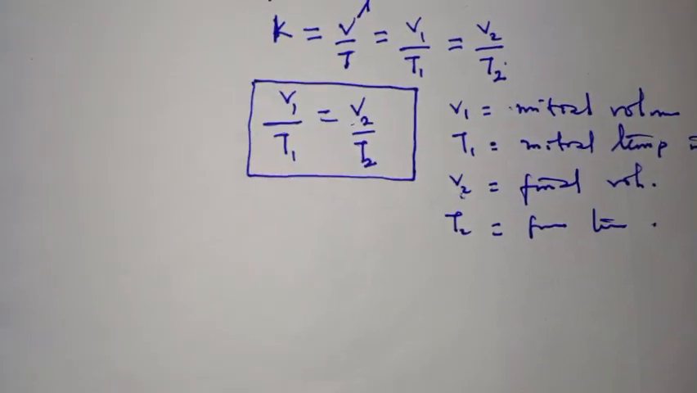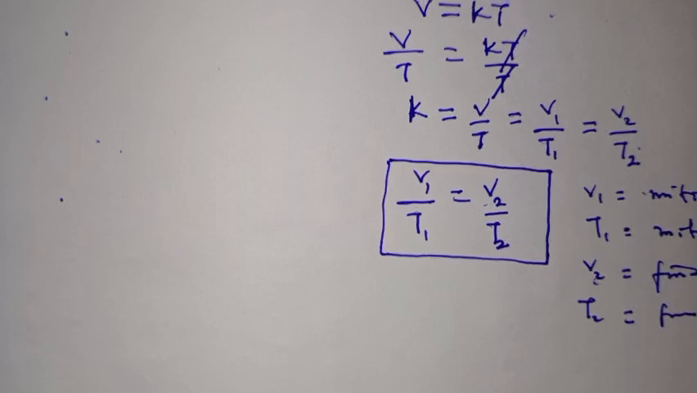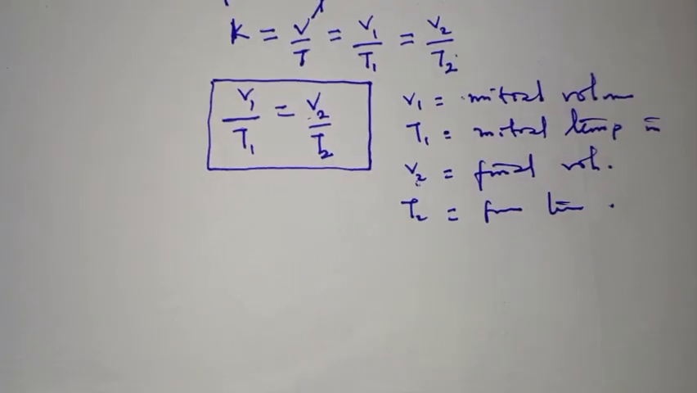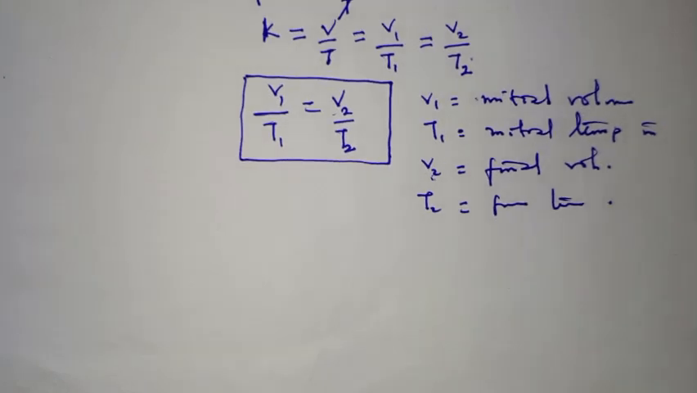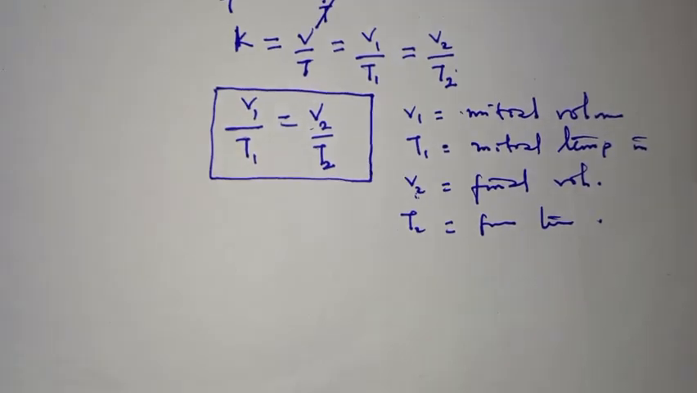I believe you are following through. Which means that whenever you are given the temperature in degrees Celsius, you can actually convert that to Kelvin by adding 273 Kelvin to the value given to you in Celsius to convert it to Kelvin.